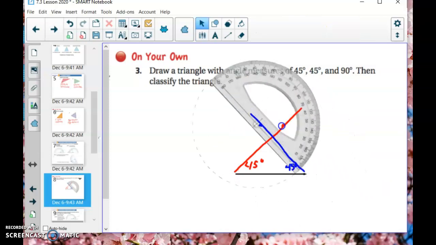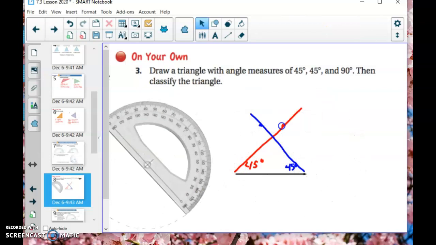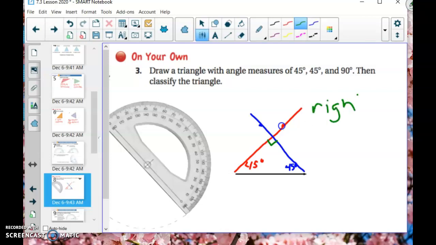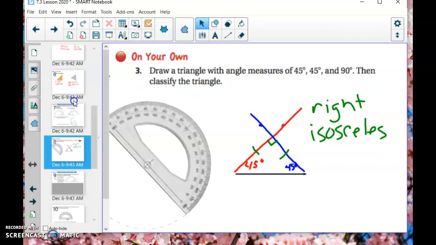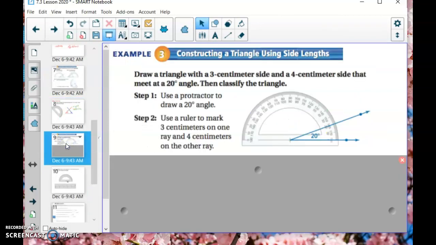Now I could use my protractor to measure this third angle, but this third angle here has to measure 90 degrees if those two are both 45. And then that means to classify it, it would be a right, because you have one angle that is exactly 90 degrees, and isosceles, because if you have two angles that are the exact same measure, that means that these two sides have to be the exact same measure as well. So that is how I would use my protractor to draw that specific triangle.